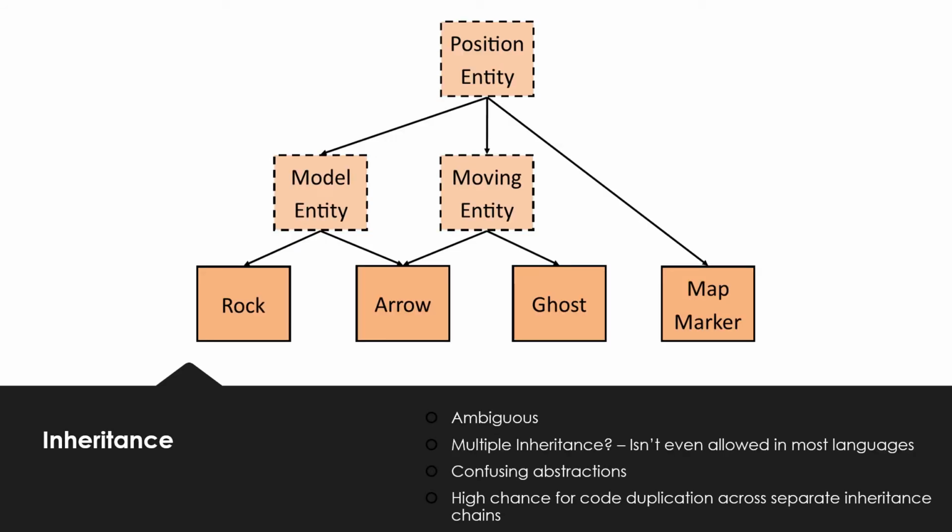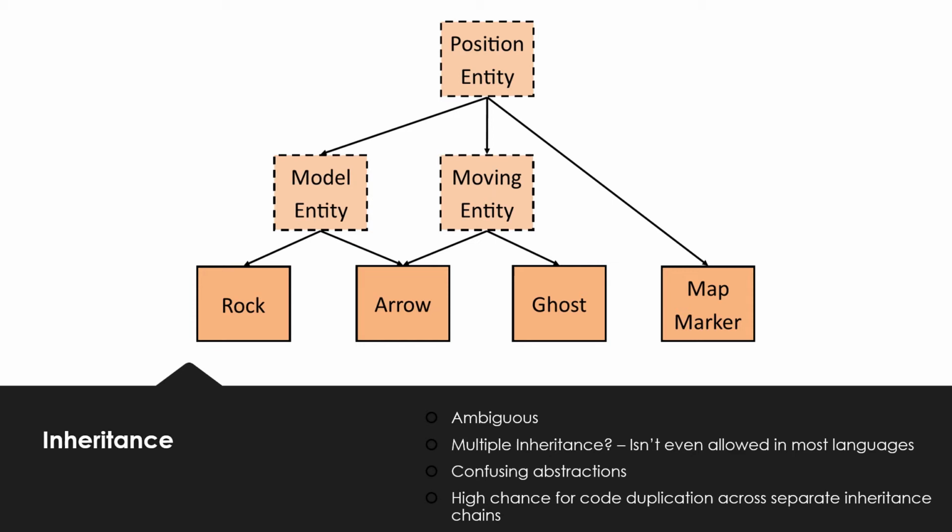One solution, and there are of course many, is to say, okay, all of these have some sort of position. So let's make a position entity base class. And then extending that, we have those entities that have a model that you can see, and the ones that can move. And so, the rock has a model and a position, the arrow has a model and a position, but it can also move. And that's kind of interesting because you see this double arrow that's multiple inheritance. Now, most languages don't actually allow you to do that. C++ does, but you might not necessarily have that guarantee.